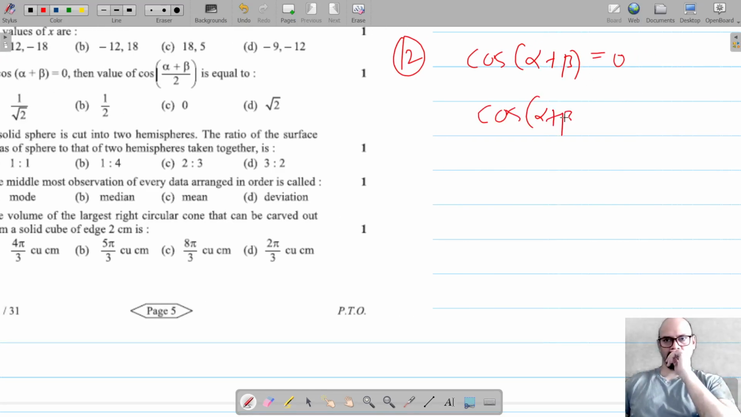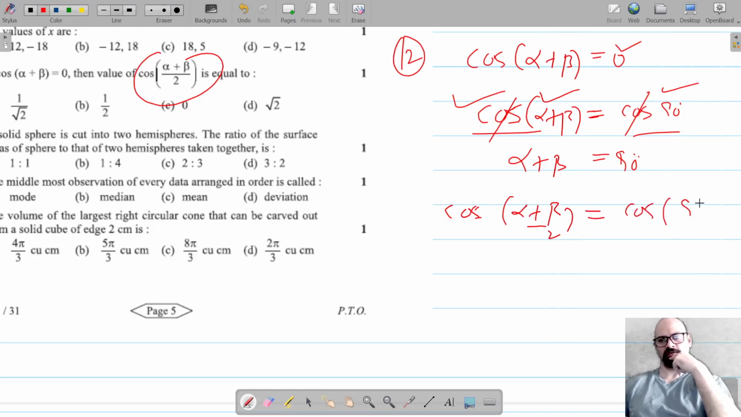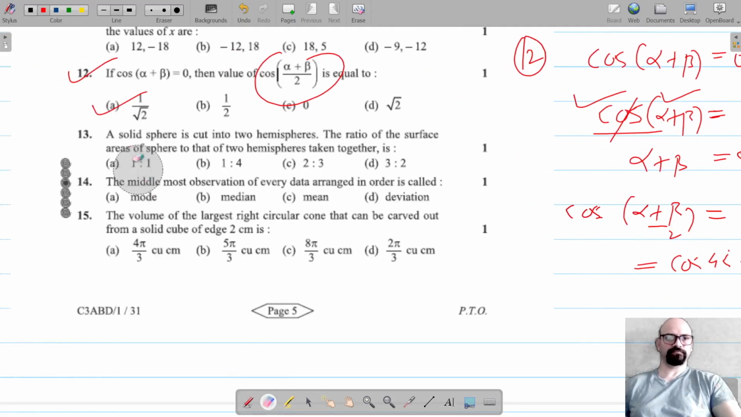Now, on the right hand side, we know that this is cos, so we will just write one angle that has cos as 0. We know that cos of 90 is 0. So if these two are equal, that means alpha plus beta is equal to 90 degrees. Now we have to find the value of cos of (alpha plus beta) by 2. So alpha plus beta by 2 is 90 by 2, which is 45. So cos 45 is, we know, 1 by root 2. So A is the correct option.